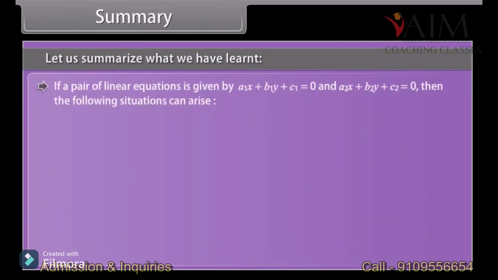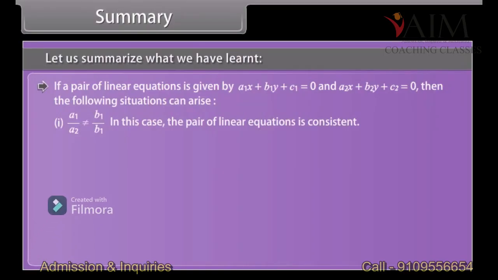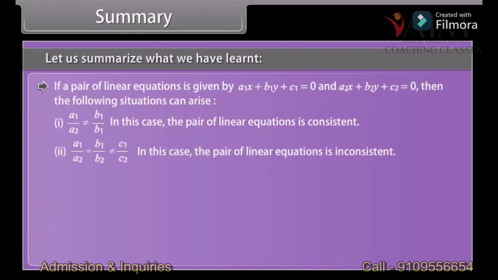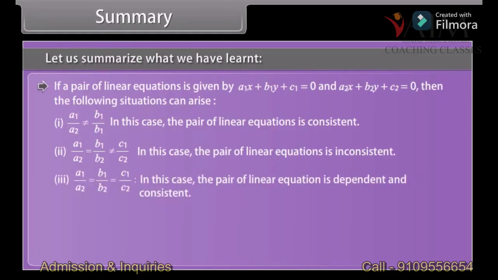Algebraic methods. We have discussed the following methods for finding the solutions of a pair of linear equations. 1. Substitution method. 2. Elimination method. And 3. Cross multiplication method. If a pair of linear equations is given by a1x + b1y + c1 = 0 and a2x + b2y + c2 = 0, then the following situations can arise. 1. In this case, the pair of linear equations is consistent. 2. In this case, the pair of linear equations is inconsistent. 3. In this case, the pair of linear equations is dependent and consistent.